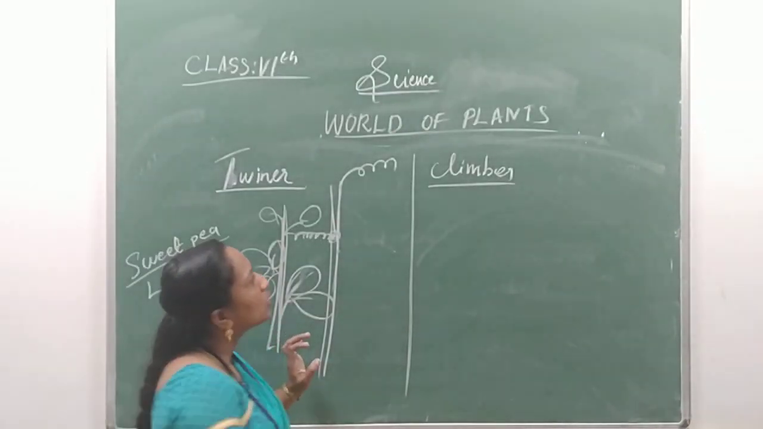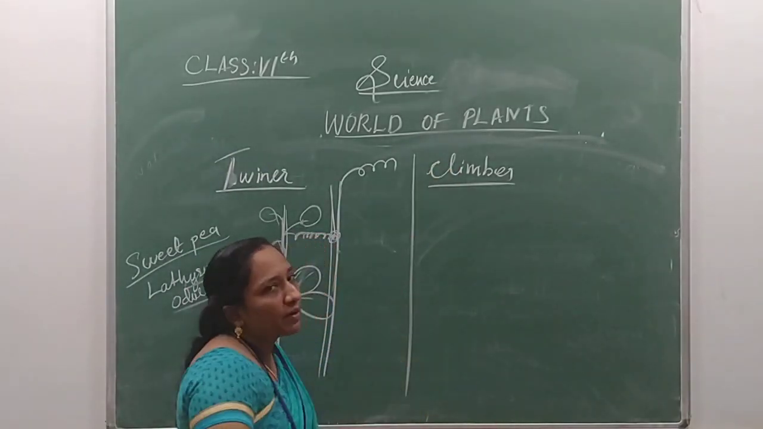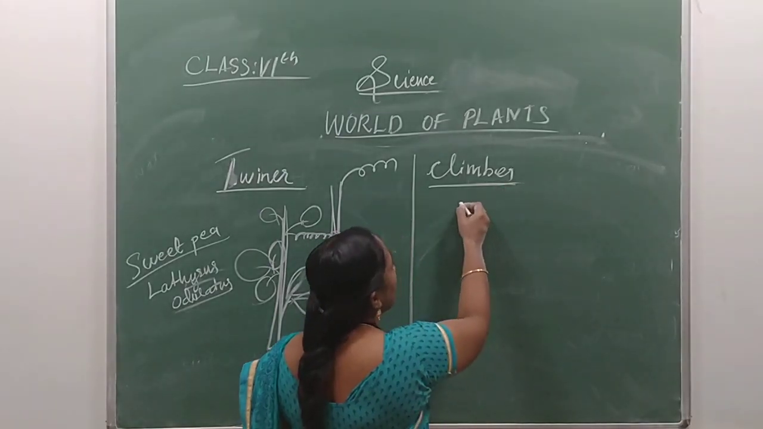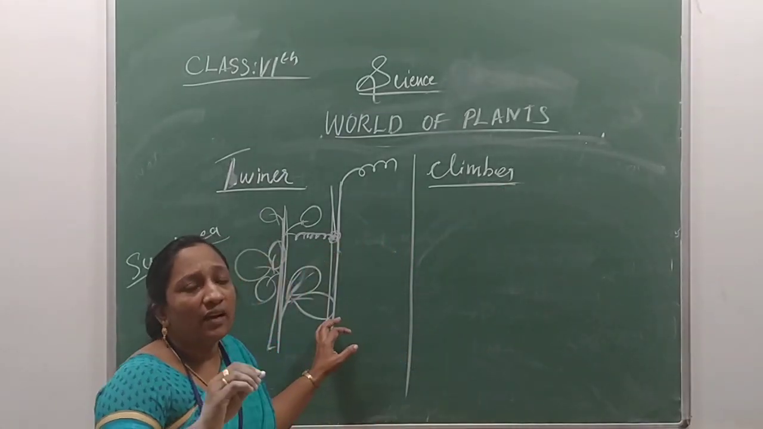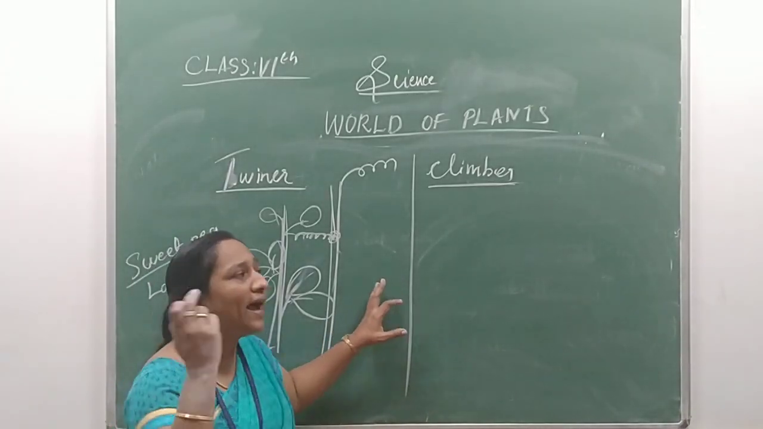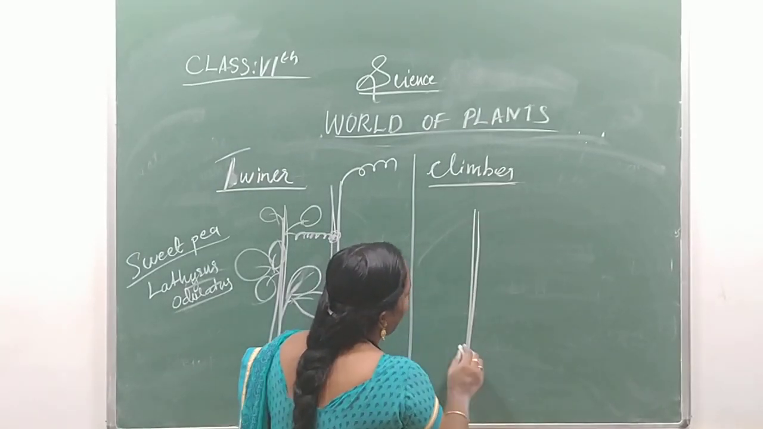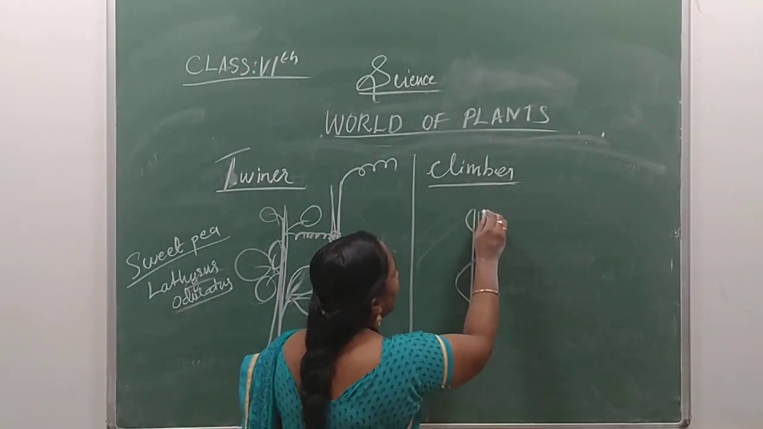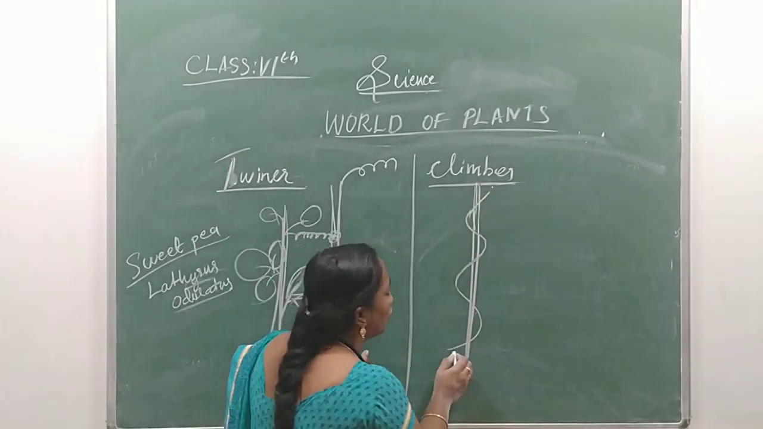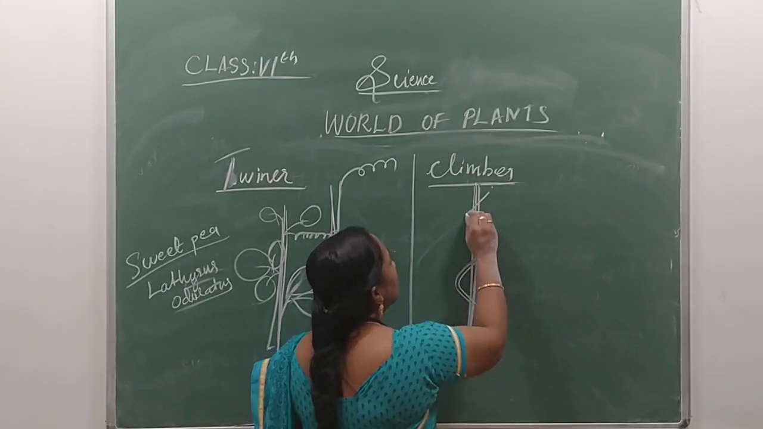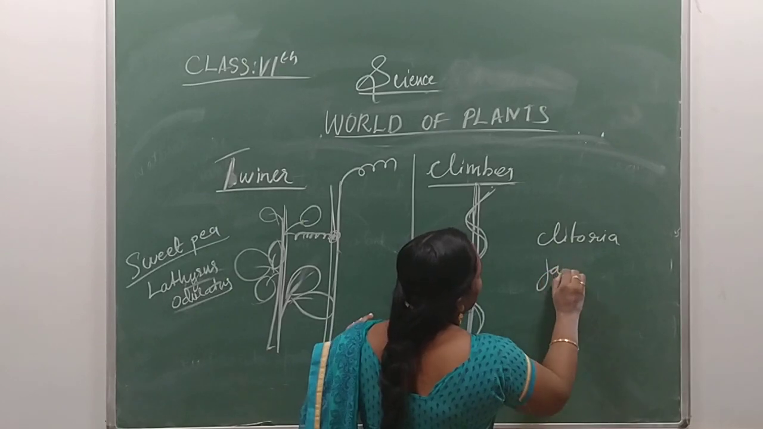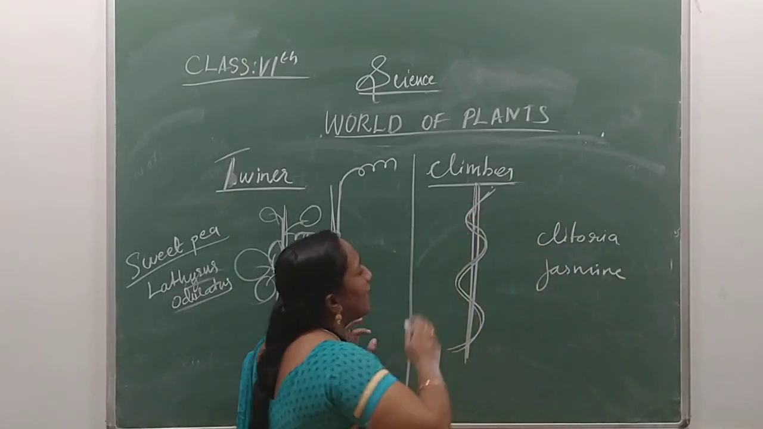trees. Okay. And next one is called as climber. What is meant by climber? These climbers also have a completely weak stem, so it cannot stand erect. So the entire plant itself gets support from a nearby stick or anything and it will grow. For this, Clitoria is a good example. Clitoria and jasmine plant, these are all examples of climber.